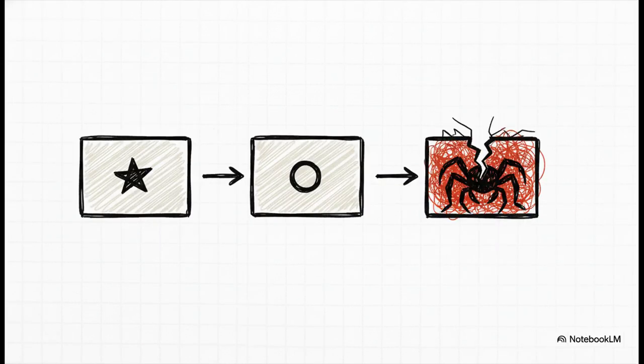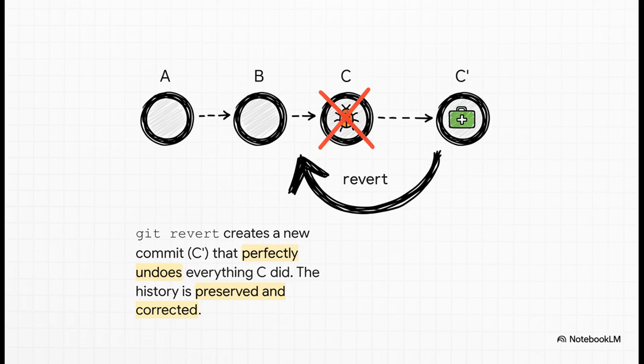Let's walk through a super simple example. Imagine your project's history looks like this. Commit A, then commit B, then commit C. But oops, we just discovered that commit C introduced a massive bug. We need it gone. So, what happens when we run git revert on that bad commit, C? Well, Git creates a new commit, we'll call it C prime, right on top of the old one. And C prime's only job is to perfectly cancel out everything that C did. The bad code is gone, but the history, the record of the mistake and the fix, is still there for everyone to see. No cover-ups, just honest work.